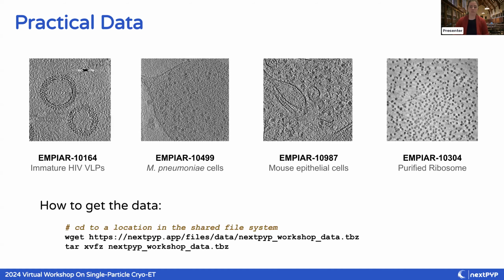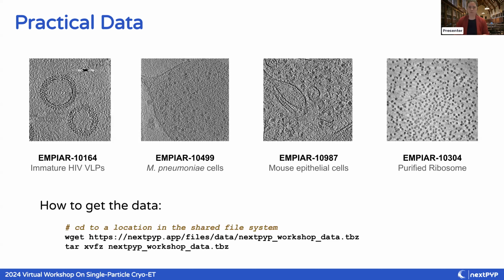So those data sets are going to include these 4 here. EMPIAR-10164 is immature HIV virus-like particles. 499 has the bacterial cells in situ. 987 is mouse epithelial cells in situ. And 304 are purified ribosomes. If you've looked at our tutorial data sets, you'll recognize 164 and 304.